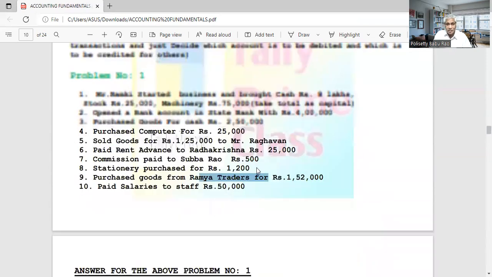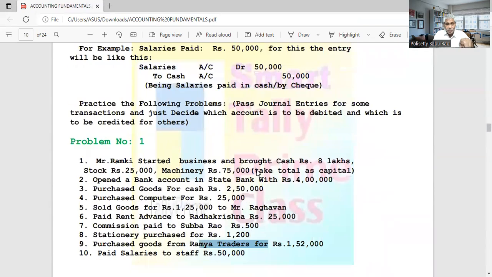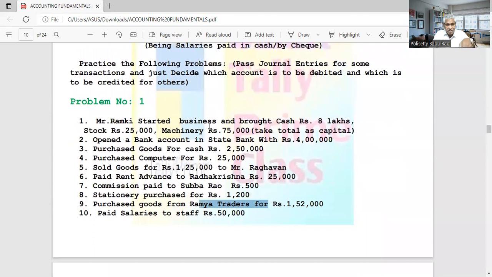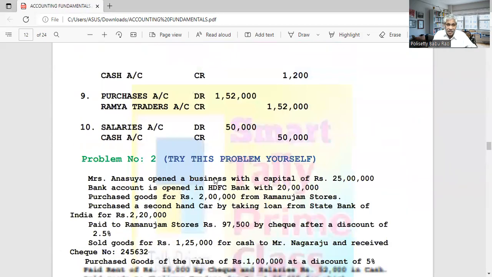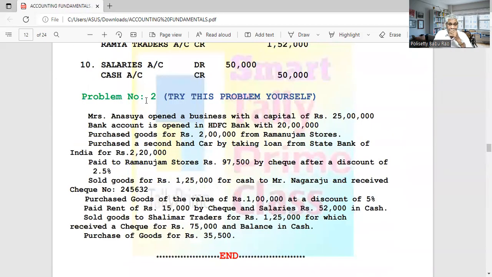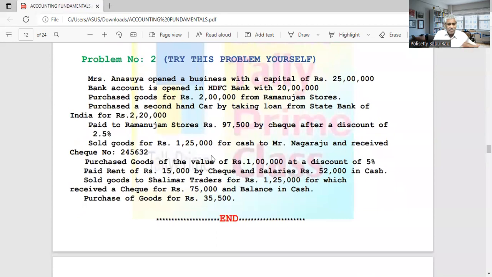One more thing I told you. First of all, you can take a screenshot on the laptop or a photo on the mobile. Take this problem and try again. Try this problem again, and only then check the answers. Similarly, there is a second problem, another problem. Here I have given it to try yourself. So you solve this problem, everything will be okay.